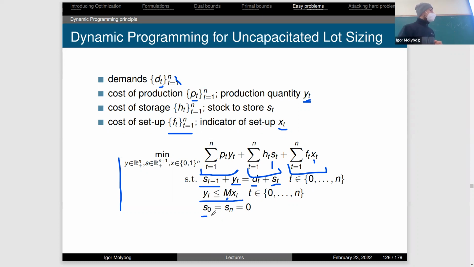And we are left with just the assumption that we have no stock in the very beginning, and we don't have stock at the end of our forecasted period. Any questions regarding that? Maybe. Yeah.